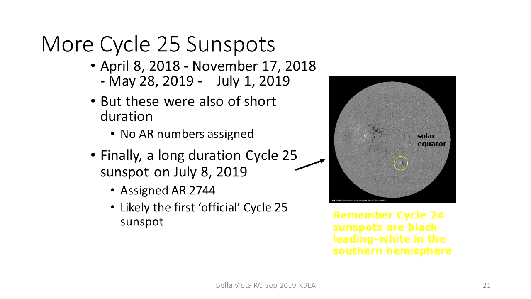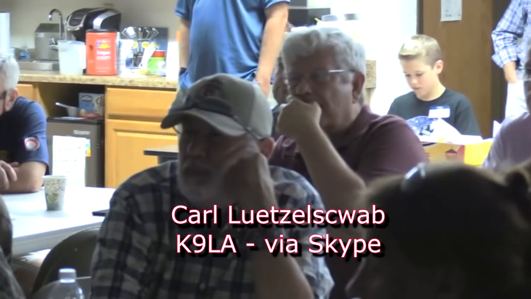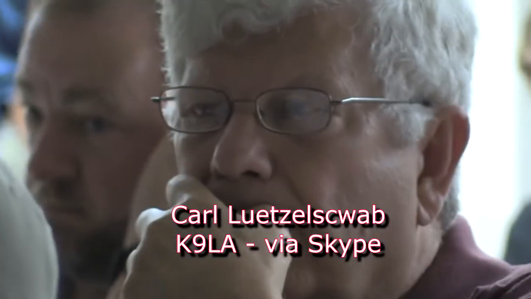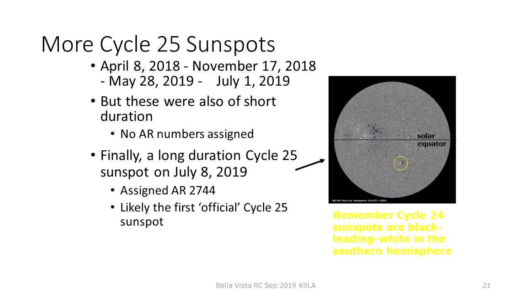So there are two ways to confirm that was a new sunspot from cycle 25, and it's just too bad it didn't last longer. Now, we've seen some more cycle 25 spots in April, November, May of this year, and July of this year. But these were also of a short duration. There were no active region numbers assigned. Finally, though, a long duration cycle 25 sunspot was seen on July 8th, and it's circled in red. It was assigned active region 2744, which probably means it's going to be the first official cycle 25 sunspot.